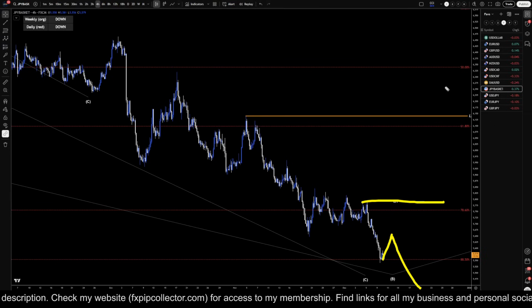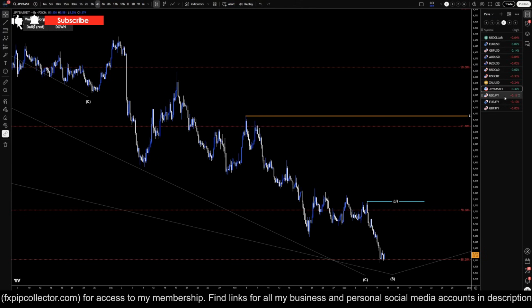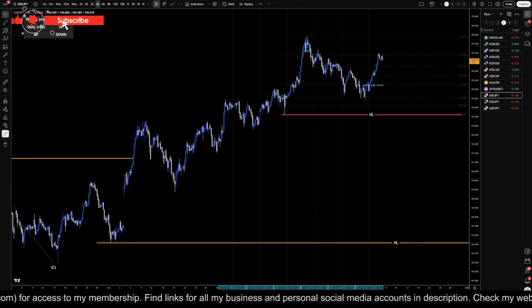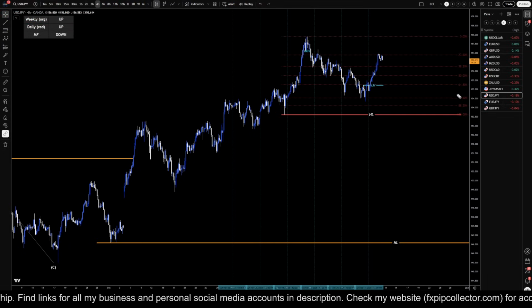So if I'm bearish the JPY basket, that means I need to be bullish all the JPY pairs. So I'm taking a look at the US dollar yen. This was one of my best trades of the week so far. A very nice trade. We had a nice 78% fib bounce, a nice break of structure to the upside.